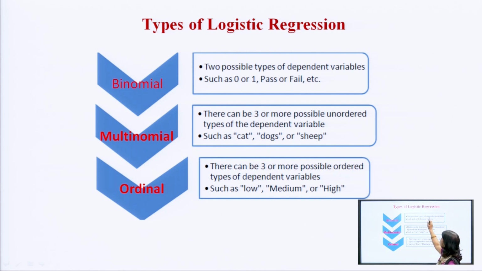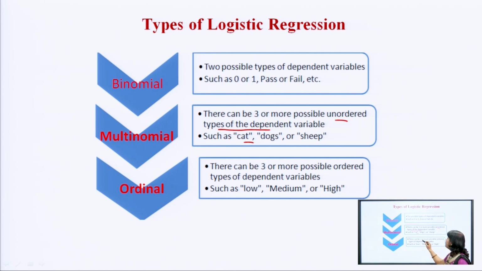If two outcomes are possible, such as pass or fail, yes or no, then binomial logistic regression is introduced. And if there are three or more possible unordered outcomes in the dependent variable, for example whether a particular animal is a cat, dog, sheep, or cow, how do you decide which regression technique to use? Multinomial regression, when you are given unordered types of data sets.